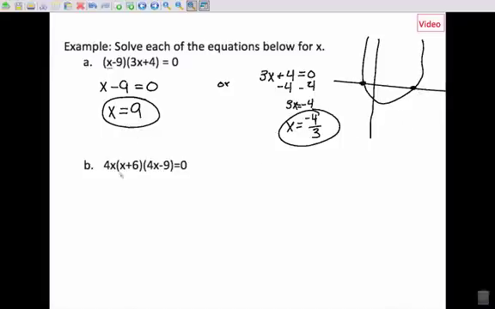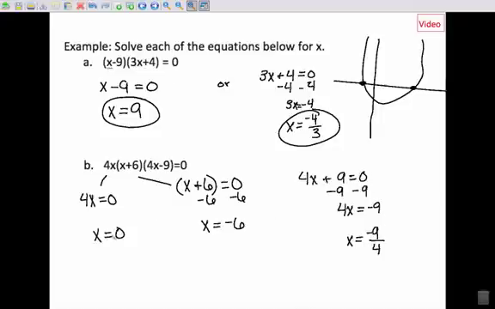Over here we can look at these 3 factors. We're going to have 4x equals 0, or x plus 6 equals 0, or 4x plus 9 equals 0. So that means x is either going to equal 0, negative 6, or negative 9/4, or negative 2 and 1/4. And this is actually not going to be a parabola because we're going to have 3 x's.